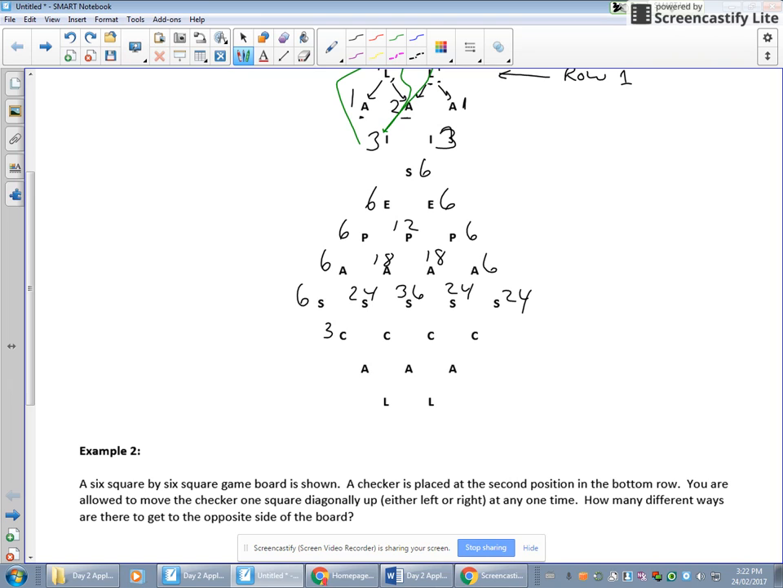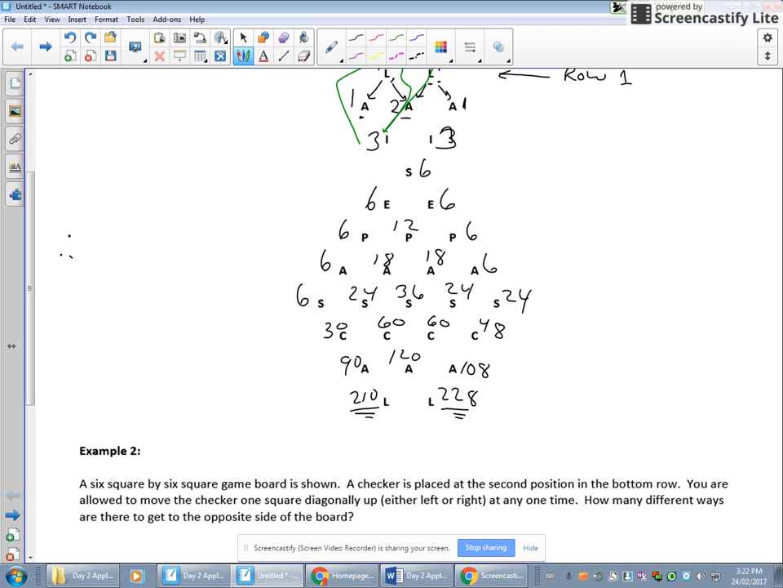6 and 24 is 30, 50, 60, 50, 60, 48, 108, 120, 90, 210, 228. So if I ended with this L, there'd be 210 ways to end with the first L, 228 ways to end with the second L.